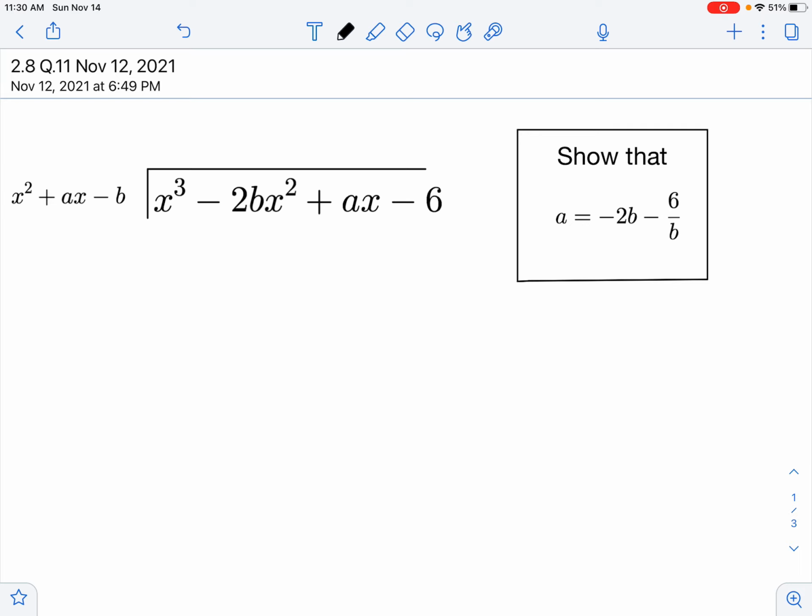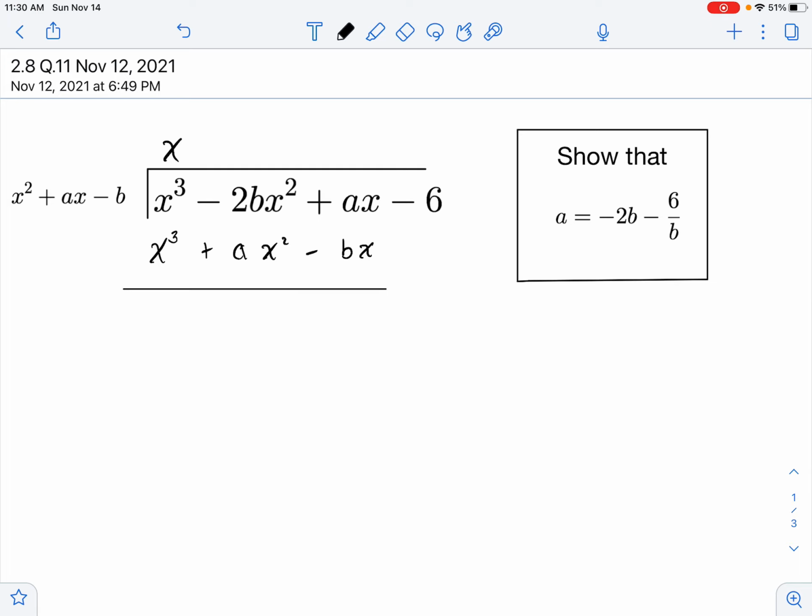What do we start with by looking at our first term? How many times does x squared go into x cubed? Well, the answer, of course, is x. So I have here x. x times x squared, that's x cubed. x times ax is positive ax squared. And then x times negative b is negative bx.